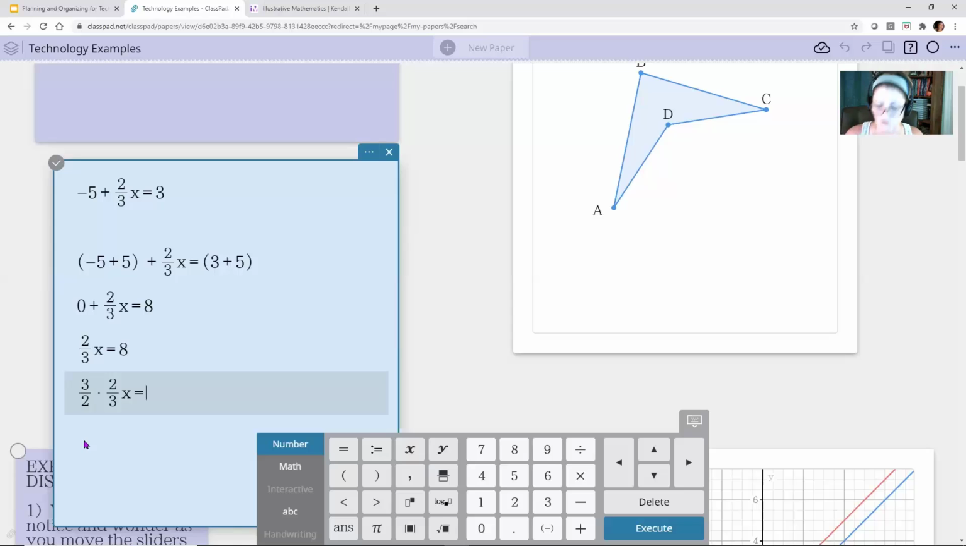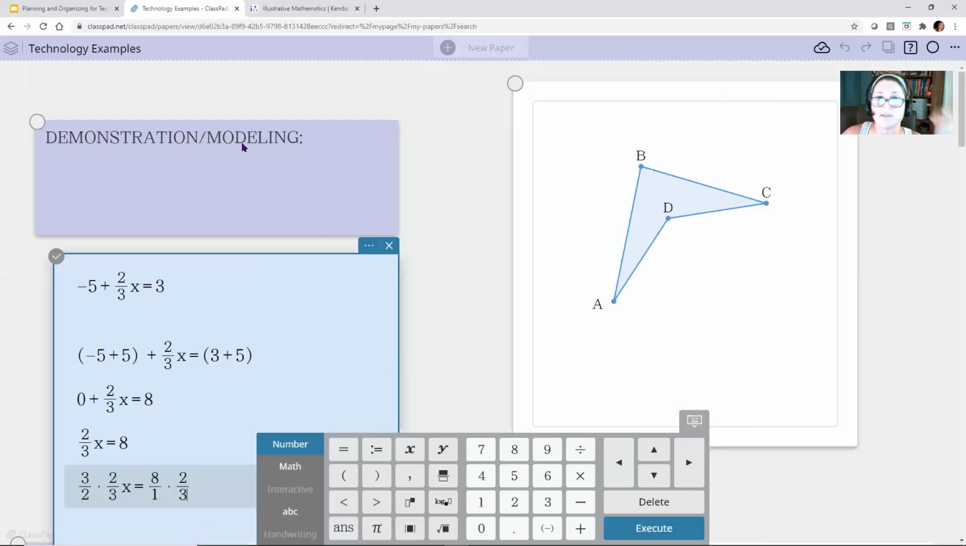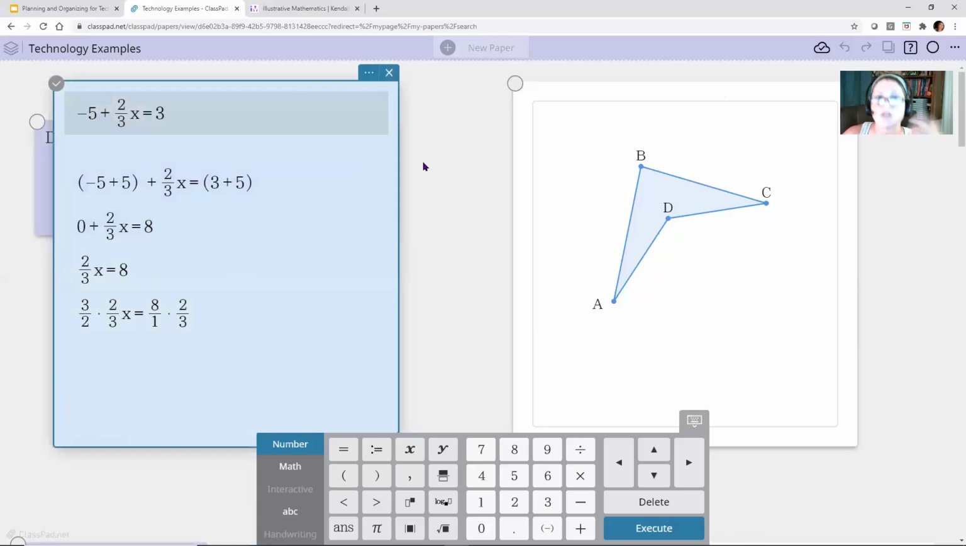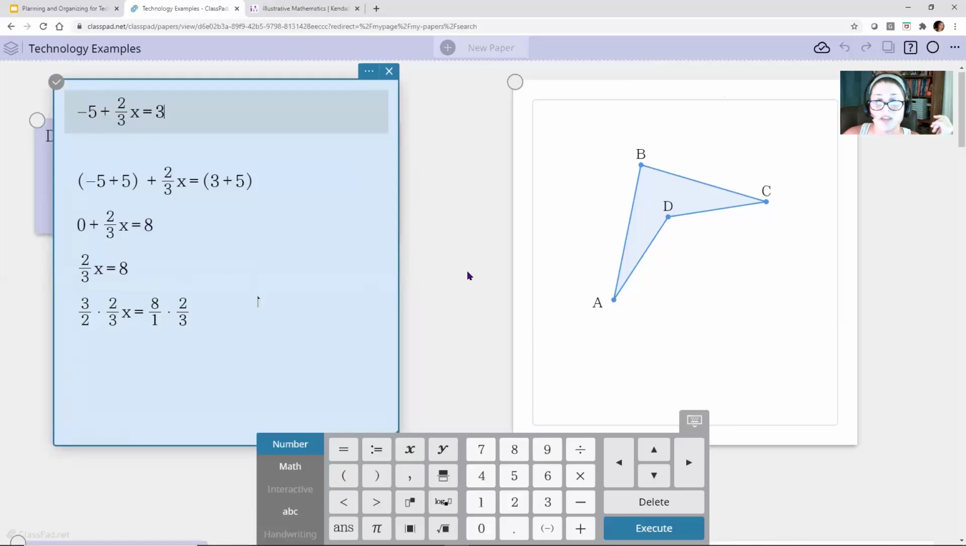And I have to do it the same on both sides, but I also know that I can make the 8 be a fraction, a rational number, because I know that property. And so this is modeling. This is what I mean by demonstration or modeling, helping students see and hear what's going on using the technology. I'm not going to finish this problem. I'm going to assume you all know the answer to that.